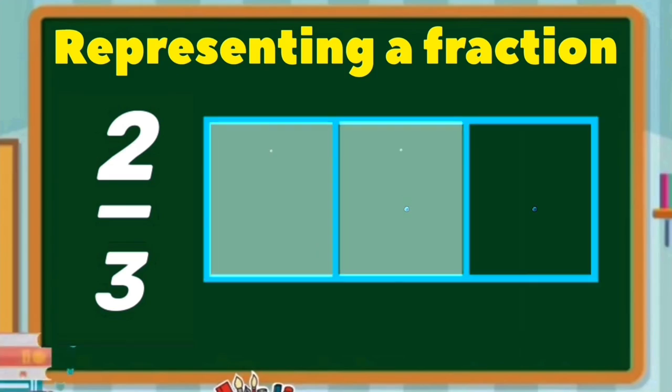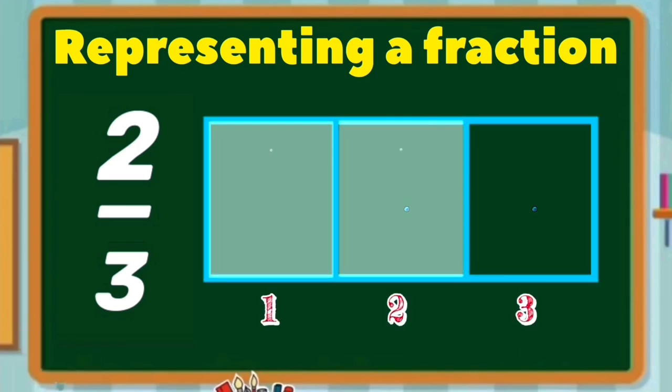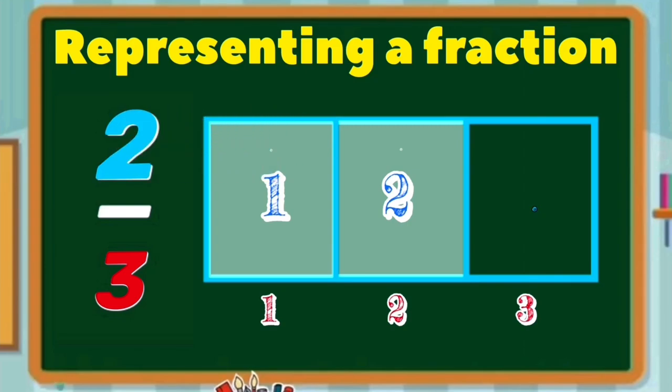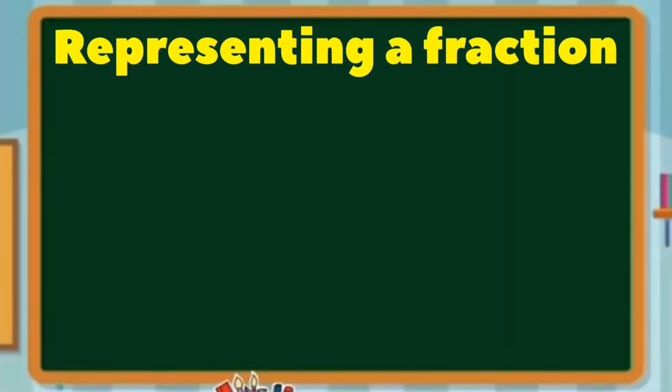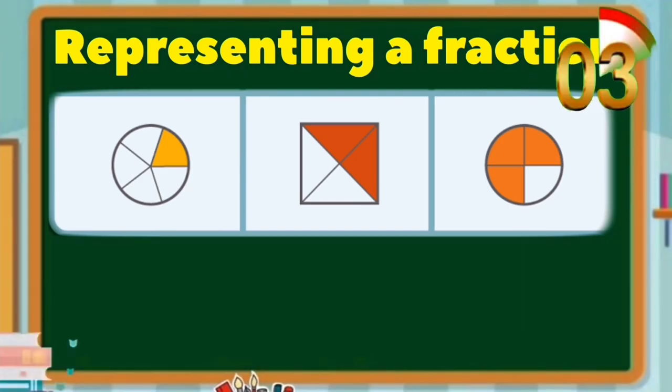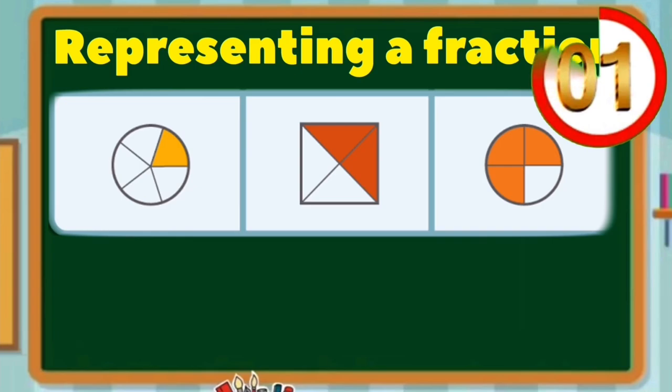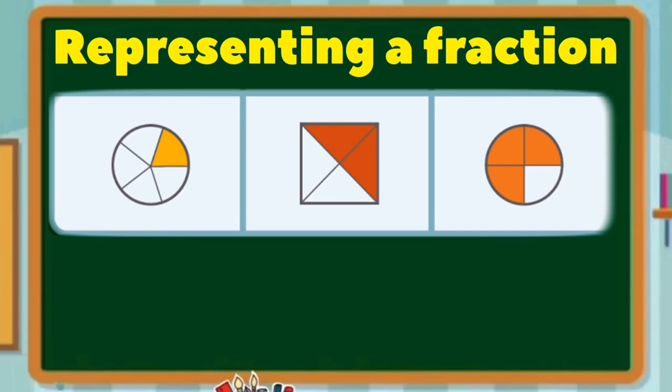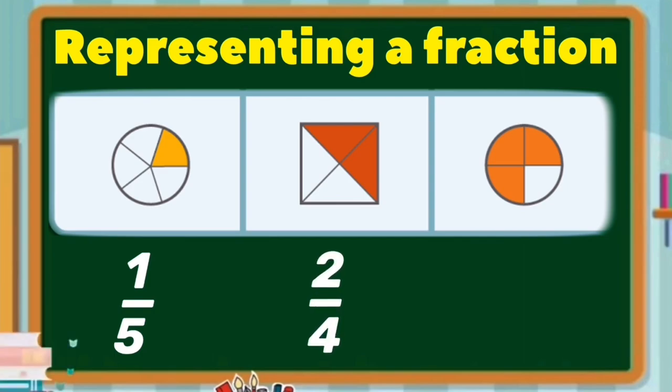In here, the rectangle is divided into 3 equal parts. These 3 equal parts serve as our denominator, and the 2 shaded parts is our numerator. In here, I have 3 figures. Now tell me what fraction do they represent? Time is up. We have here the first figure is 1 over 5. The second one is 2 over 4, and the third figure is 3 over 4.